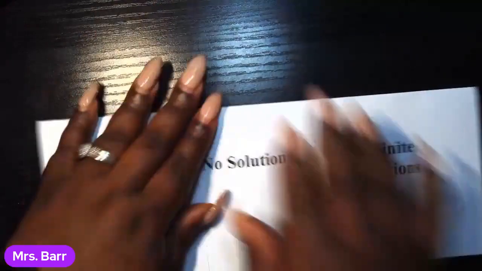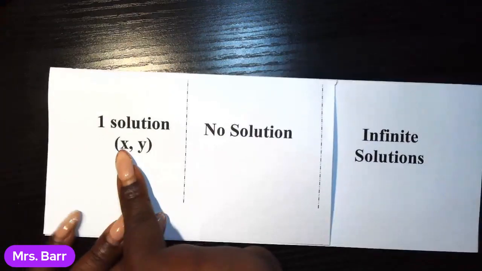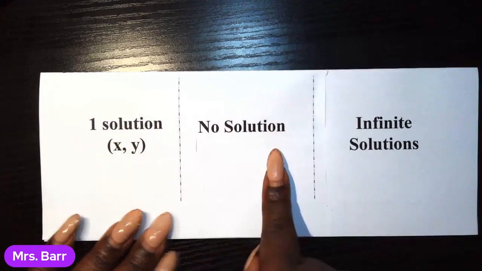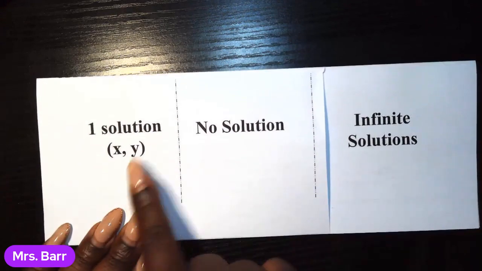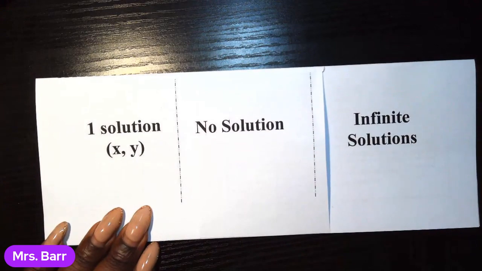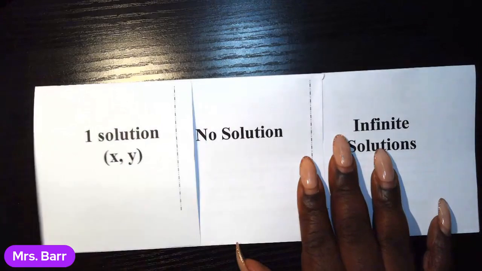All right, so we're going to talk about three different types of systems of equations. Three different types. You have what we call one solution, no solutions, or infinite solutions. Okay, one solution, no solution, infinite solutions. So let's first start with one solution.